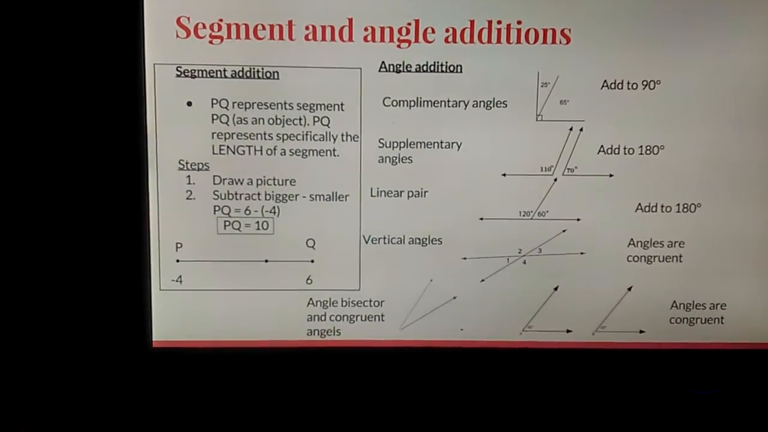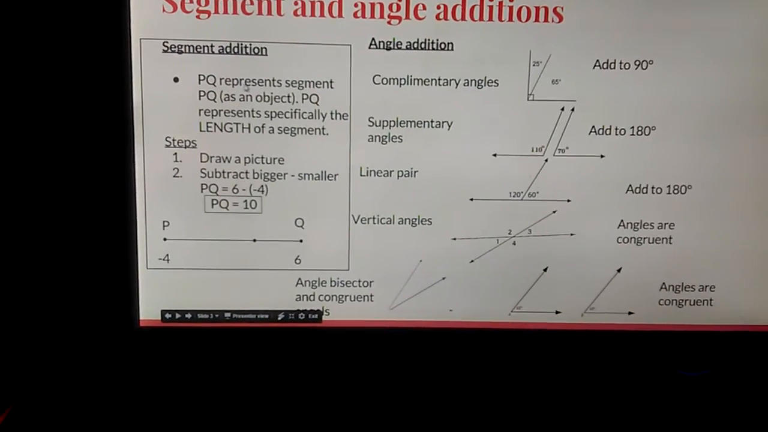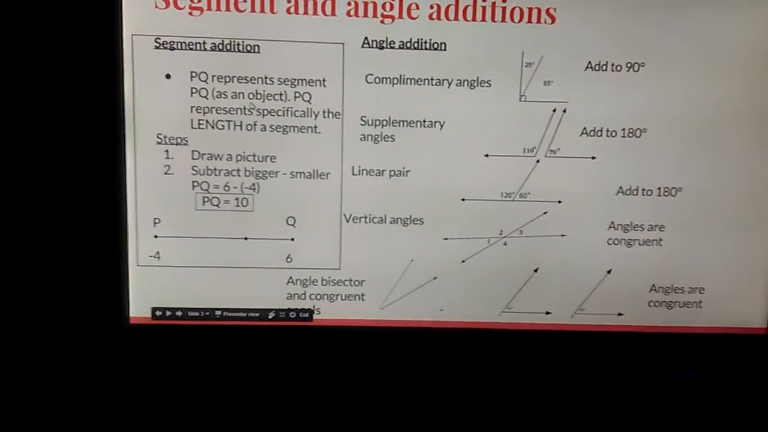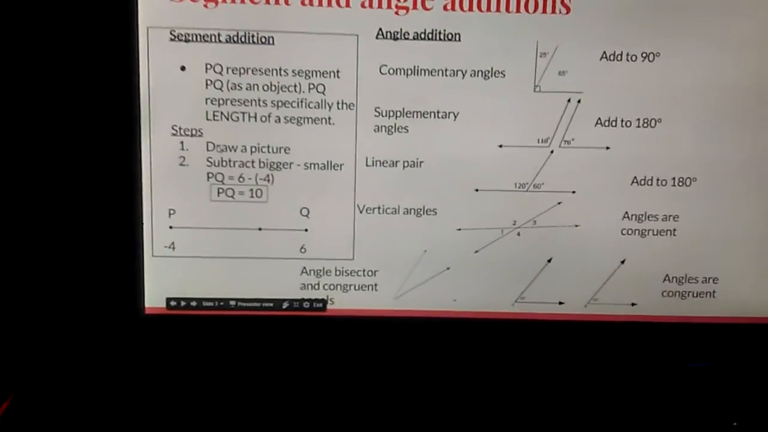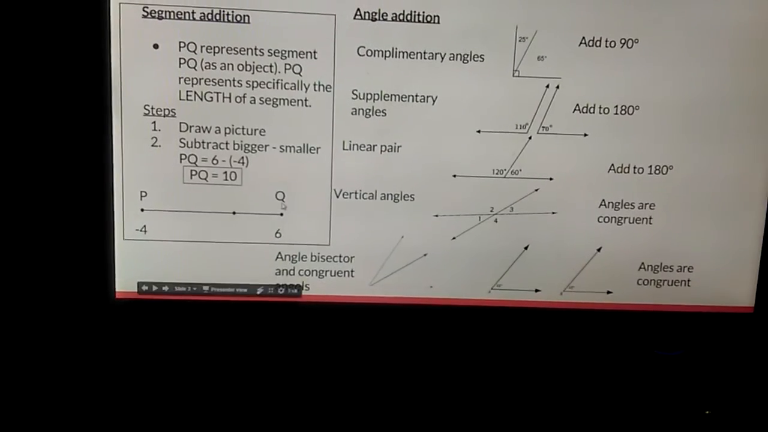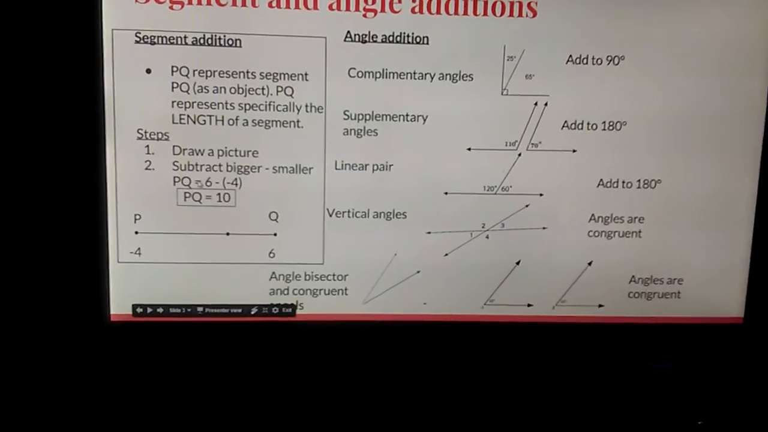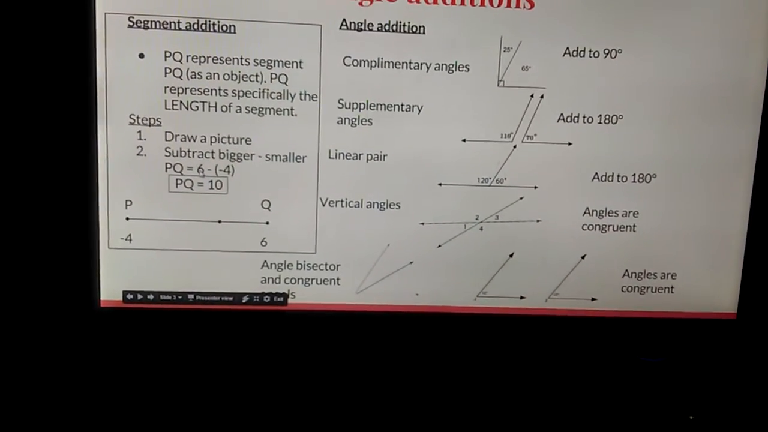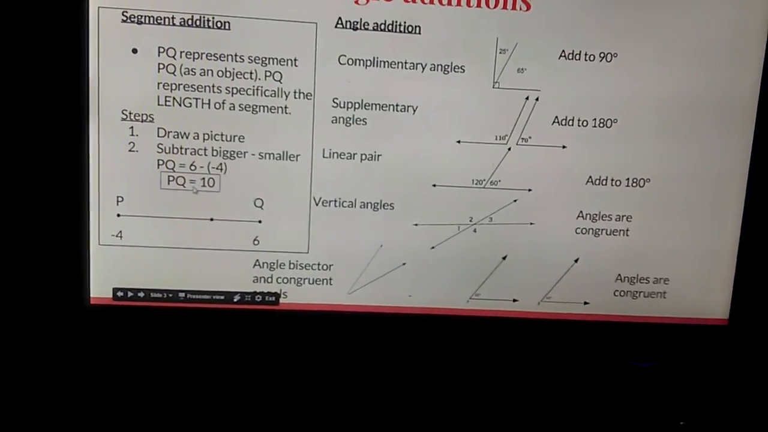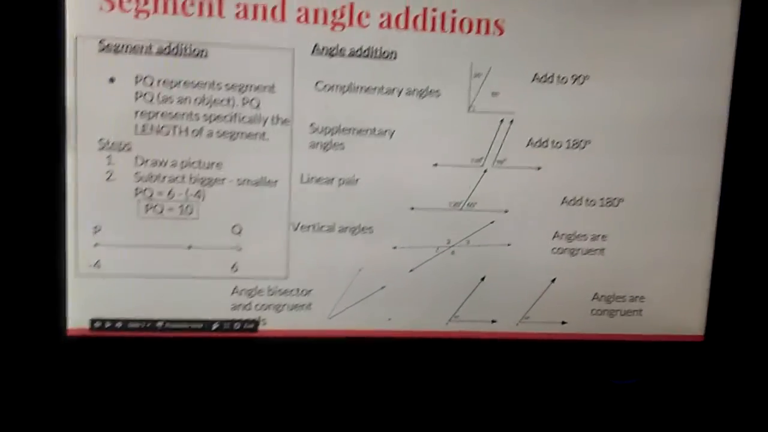For segment and angle additions, you have PQ, which represents the segment itself, and PQ, which represents specifically the length of the segment. And for steps, you would draw a picture like this. You would draw a straight line with 2 points at the end, one point being P, one point being Q, and you would subtract the bigger number, which is 6, minus -4, which would get you 10, which is the total length between P and Q.